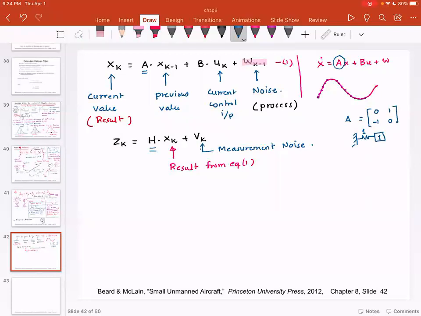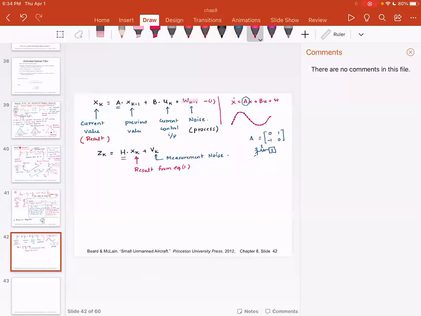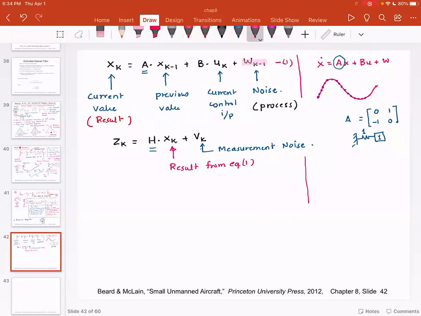Now, what is this H? Nobody has prevented us from making H equal to 1. So it is possible that H is equal to 1, which means whatever is the result, it is observed. So let me explain this in the context of the example that we have. What we are trying to measure, and this is super important, is the light intensity.